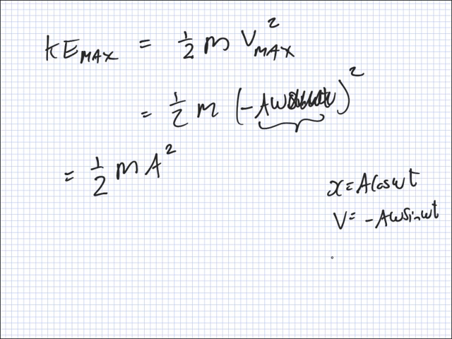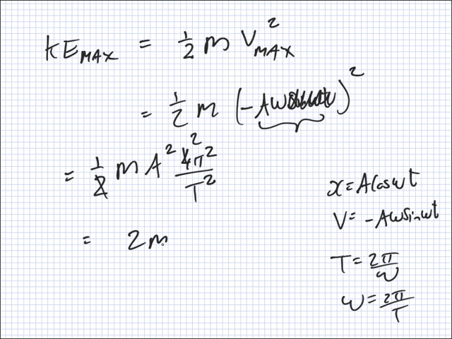Do we know the omega? We don't. But we know that T equals 2 pi over omega, so omega is 2 pi over T. So that's 4 pi squared over T squared. That cancels with the half to make it 2. So the answer is 2 m pi squared amplitude squared over time squared.